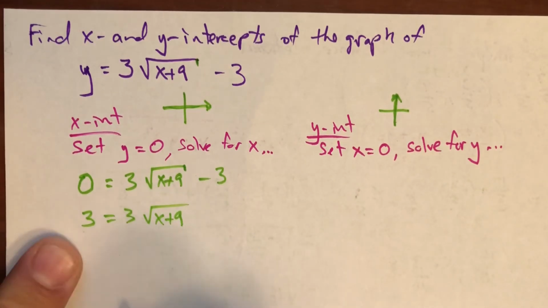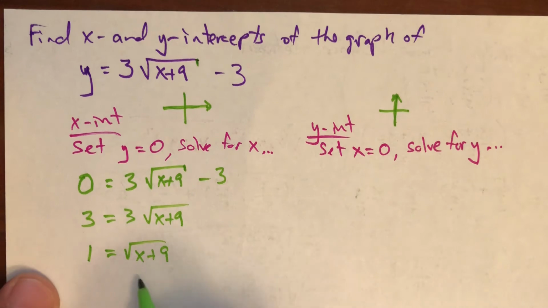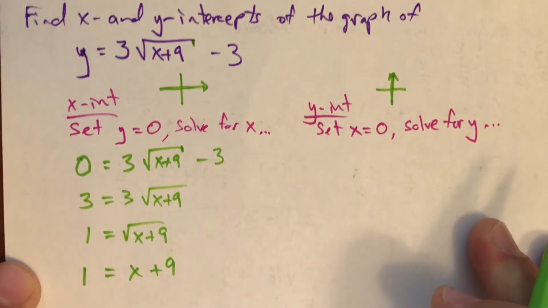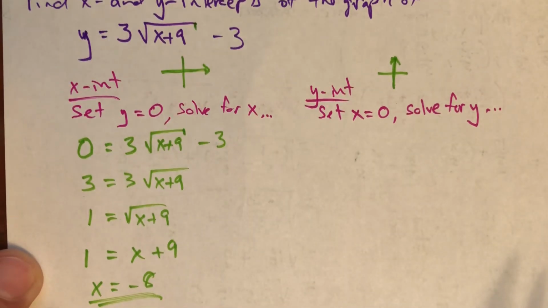Now we've got 3's on both sides, so we'll divide everything by 3. That'll be a 1 and that'll be a 1. So we get 1 equals the square root of x plus 9. And now we square both sides. So we've got 1 is x plus 9. And now we are essentially finished. We can subtract that 9, so x is negative 8. And our x-intercept here is negative 8.